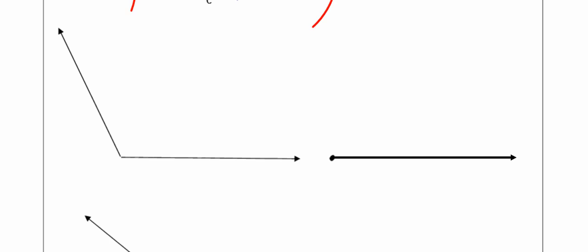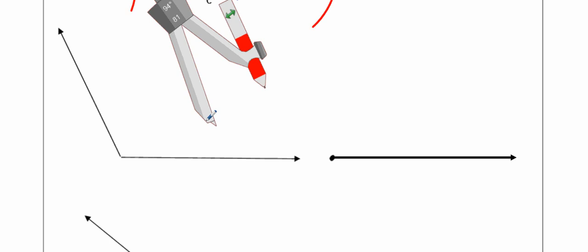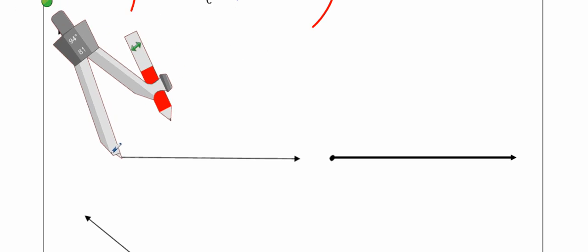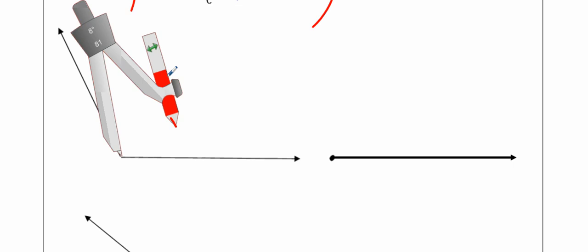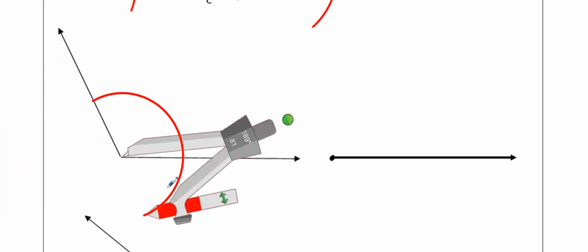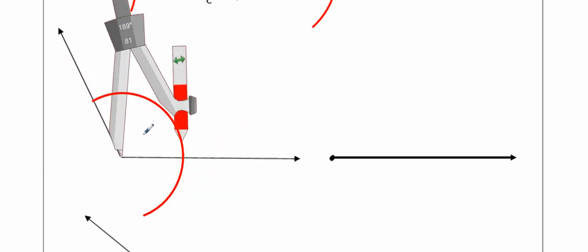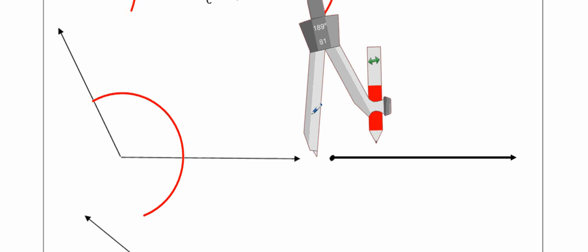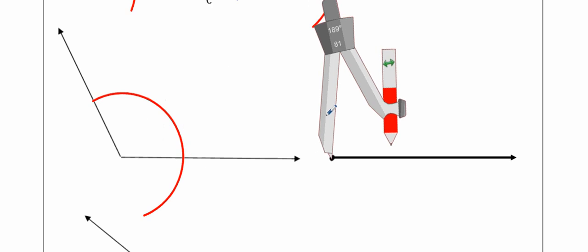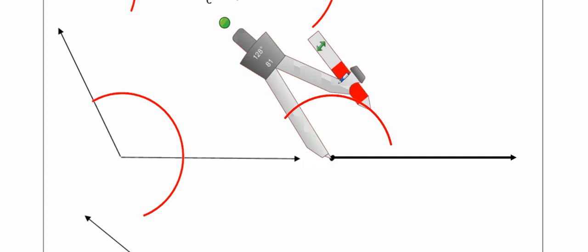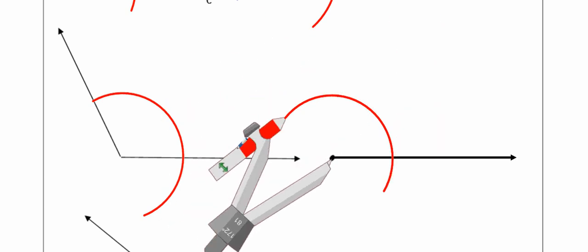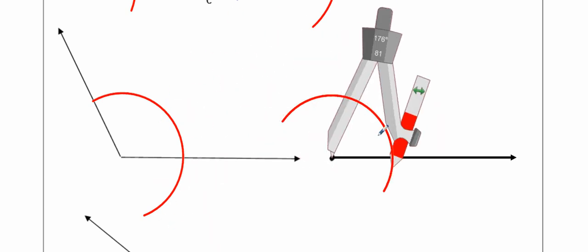I'm going to grab my compass, and I'm going to go down here to the original angle and put the point of my compass on the vertex. Make any convenient radius setting, and go ahead and draw an arc. I'm going to come over here to the new angle, put the point of my compass on the vertex, and go ahead and make that same arc. I'm going to make that arc nice and big this time, keeping in mind the fact that my angle in this situation is an obtuse angle.